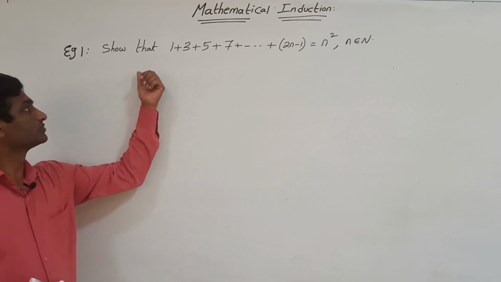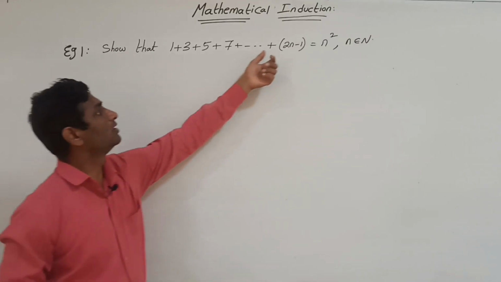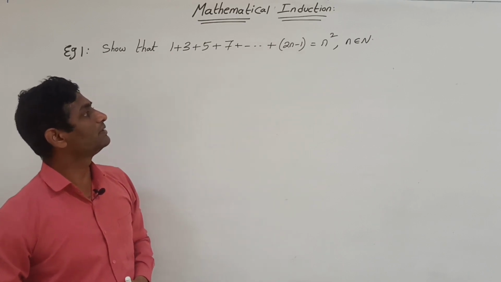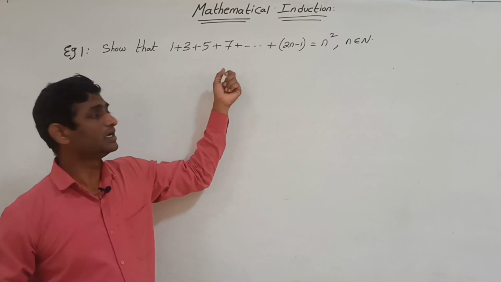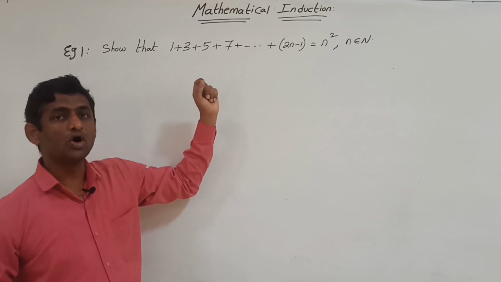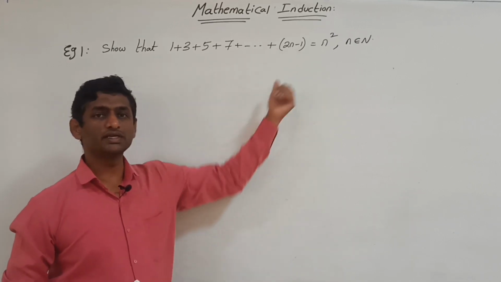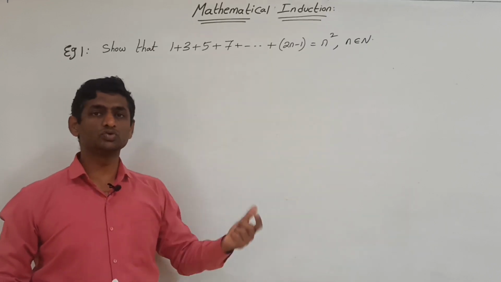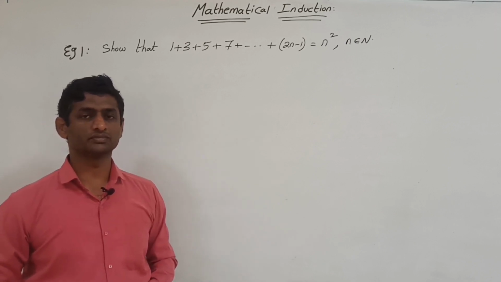So this is the example. Show that 1 plus 3 plus 5 plus so on plus 2n minus 1 is equal to n square, where n belongs to capital N. It is the sum of the first n odd natural numbers, and that gives n square. The formula is n square. Now we have to check whether the given statement is true or false by using mathematical induction.